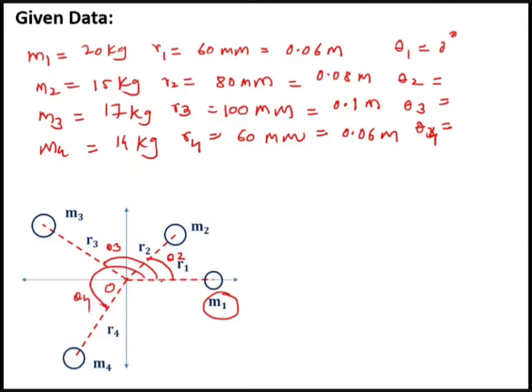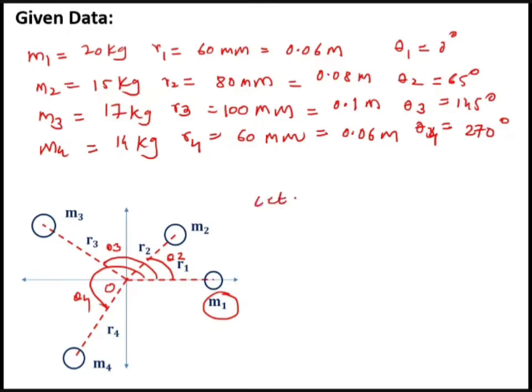So they have directly given the angles from the mass M1, measured in the anti-clockwise direction. Okay, so directly the angles are given. Theta 2 they have given as 65 degrees, theta 3 as 145 degrees, and theta 4 as 275 degrees. Okay, so this data they have given.